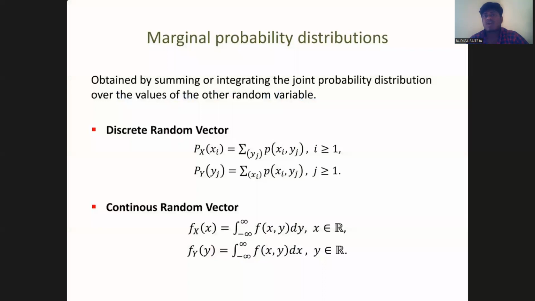Next, the marginal probability distributions. They are obtained by summing or integrating the joint probability distribution over the values of the other random variable. We have two types of random vectors in the marginal probability distribution. The first one is the discrete random vector and the other one is the continuous random vector. In the discrete random vector, we take p of x of i, and in the continuous random vector we take f of x of i.